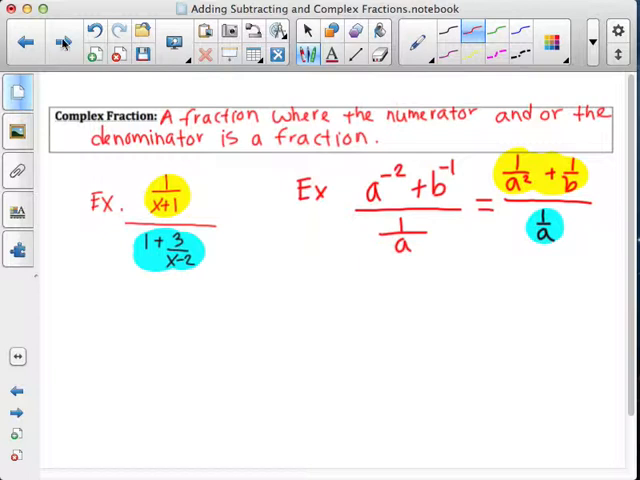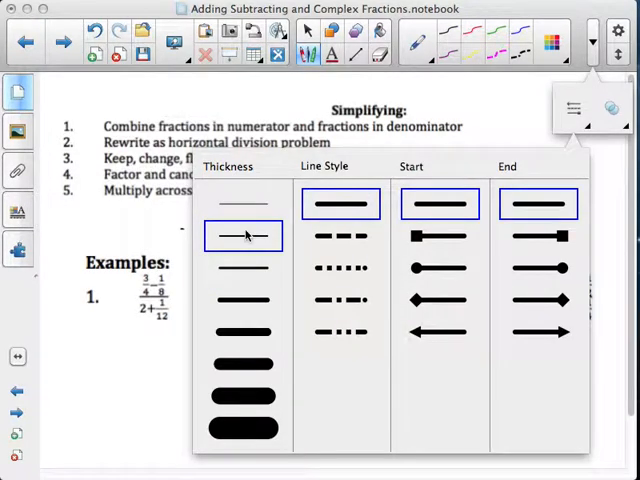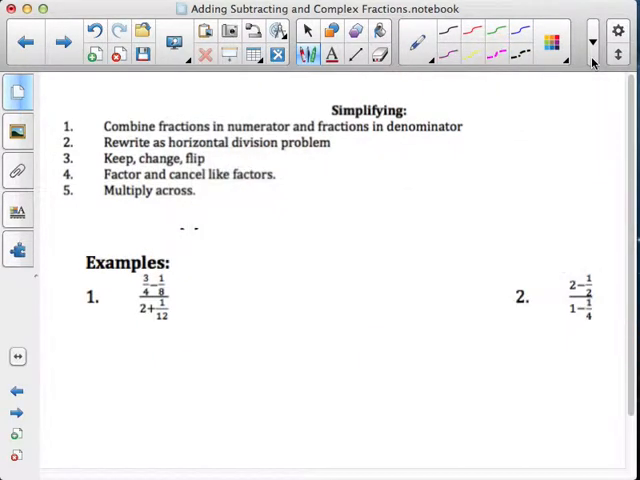So what we're going to be doing today is simplifying our complex fractions. So this is basically the rules you're going to follow. First, you're going to work with the numerator, and you're going to simplify it. And then you're going to work with the denominator, and you're going to simplify it. And then you're going to combine those two together, factor and cancel like factors, and multiply across.